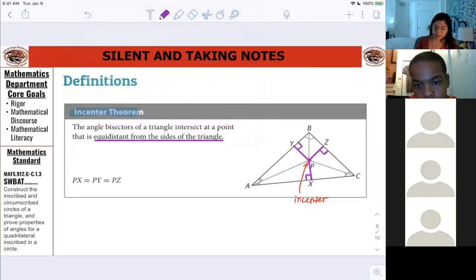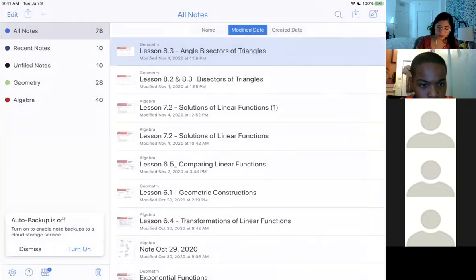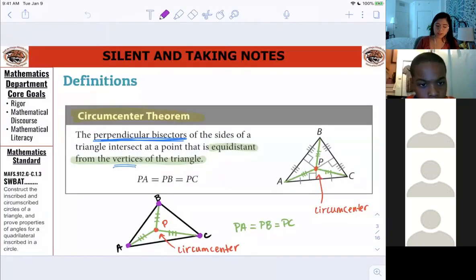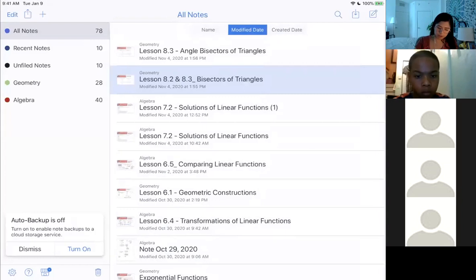Okay, so for the in-center, when you're at the in-center, you have line segments that are congruent this way. That's the in-center. But when you have the circumcenter, you have line segments that are congruent in this way. They go out to the vertices. Do I have any questions about the differences between those two? No. Okay.